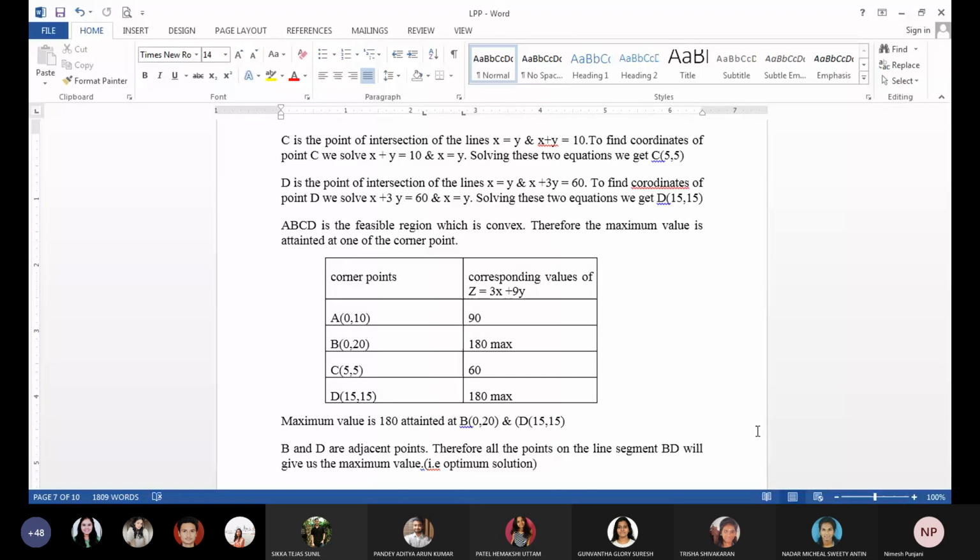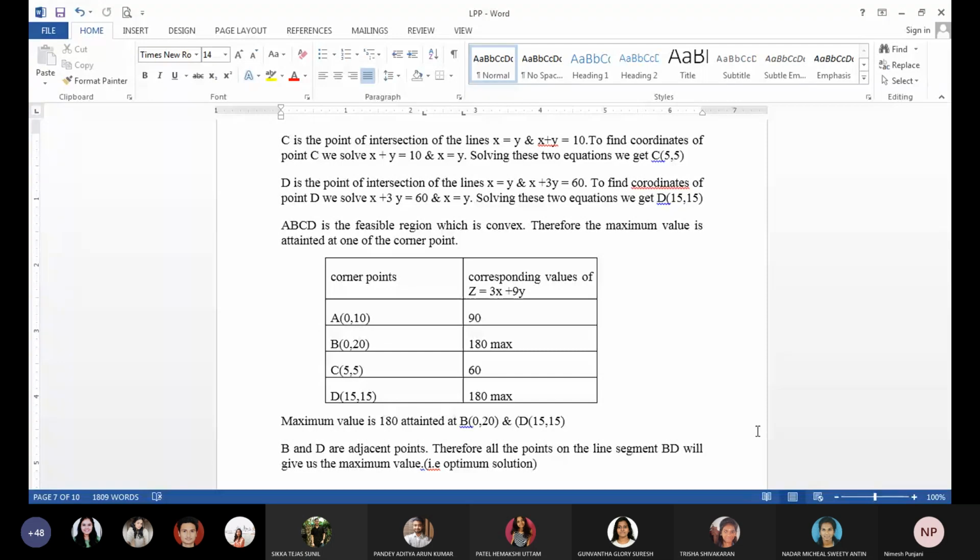Okay, is it clear? When you are getting the optimum value at more than one point, and if the 2 points are adjacent, then any point on the line segment joining the 2 points will give you the optimum value. As in this case, we are getting the optimum value at B and D. Both B and D are adjacent points. So any point on the line segment BD will give you the optimum solution, or in this case, you can say it will give you the maximum value.